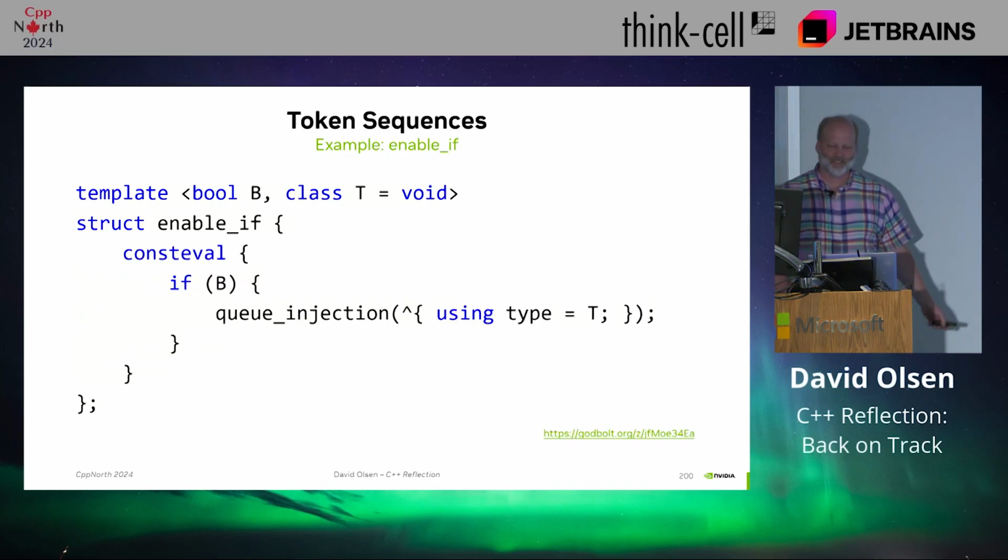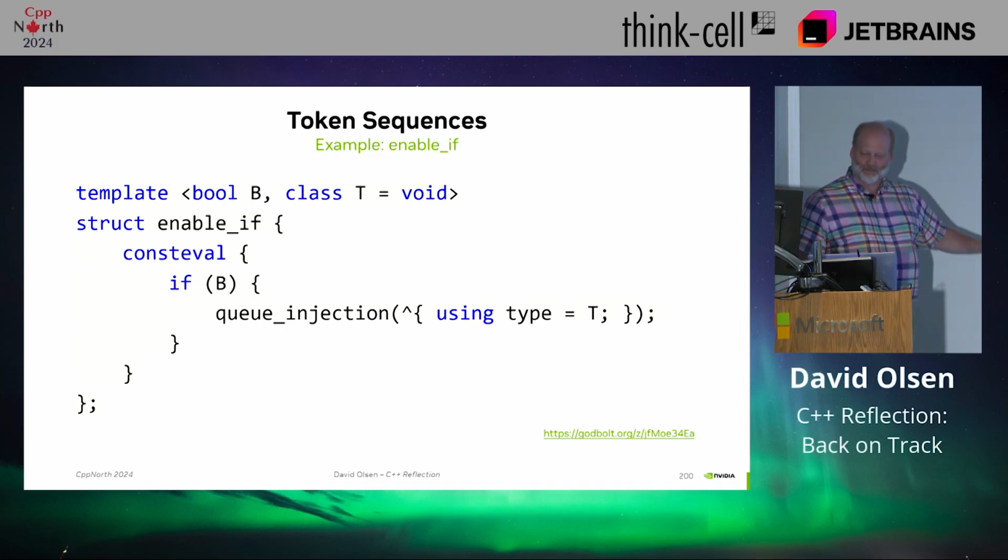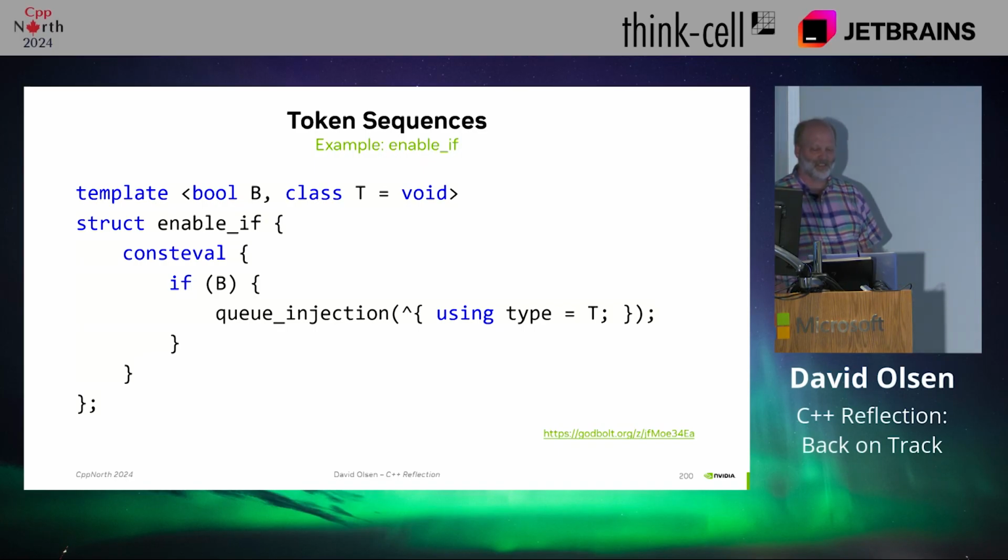When token sequences are used instead, the implementation of enable if is much more clear. There's a very obvious if statement, and it's easy to figure out that type is defined when the condition is true and not defined when the condition is false.